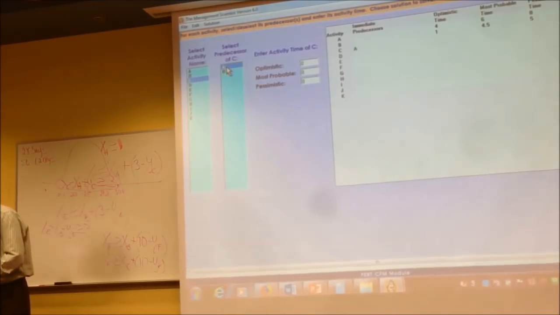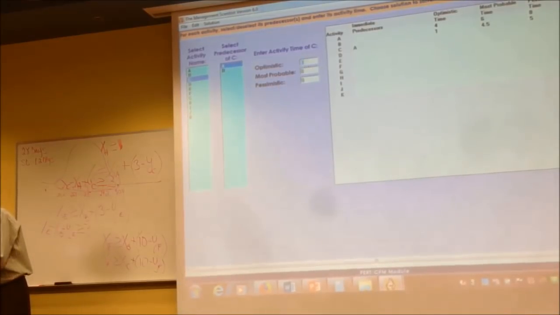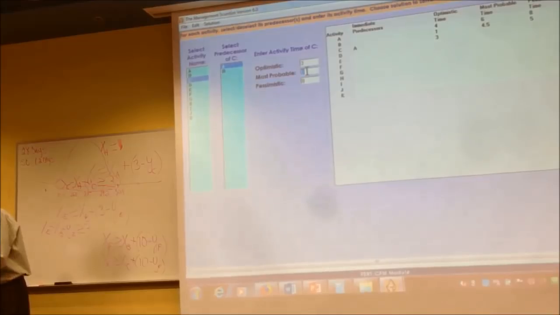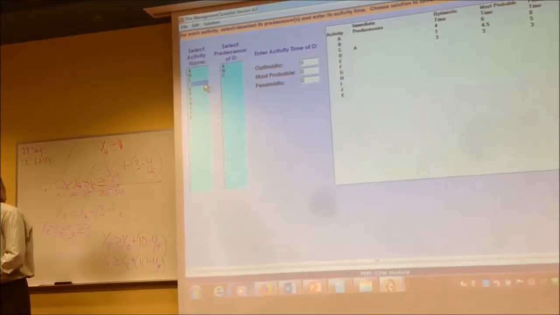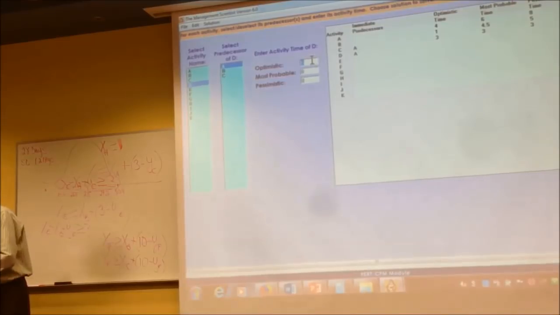Okay. Is C preceded by any activity? A. Just A is the only one? Yeah. Okay. 3 times for C. 3, 3, all 3. Oh, that's what's going on. Okay. Is D preceded by any activity? Just A. Yep. And the 3 times for D. 4, 5, 6. All right.